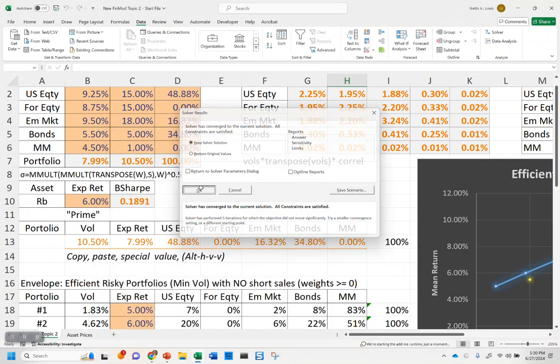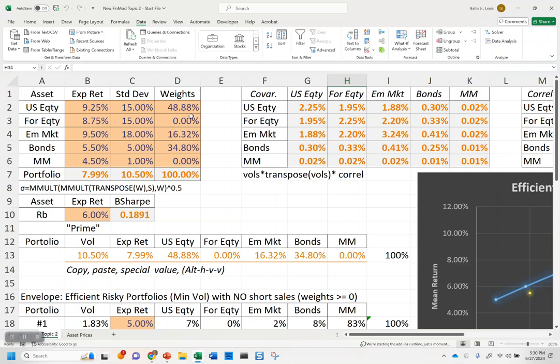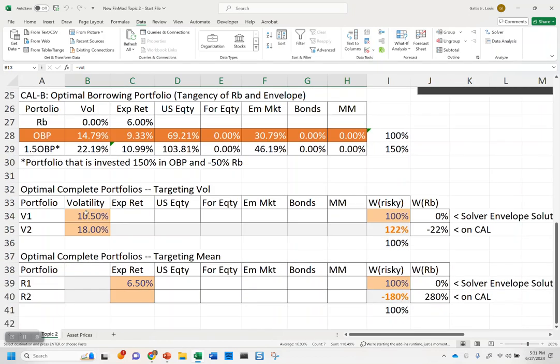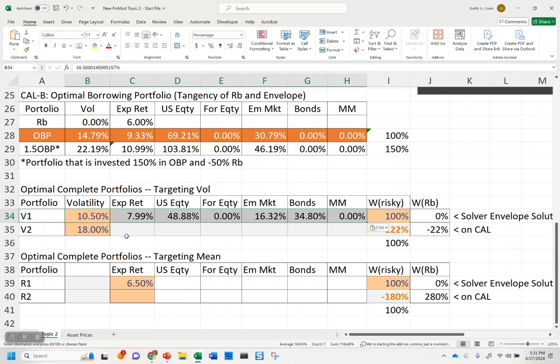Solver found a solution, and here's the solution. I get 10.5 and I get 7.99 expected return. That's the best I can do. I'm going to go ahead and copy this. Come down here, Alt-HVV. So this is that best portfolio. I'll call that portfolio V1.